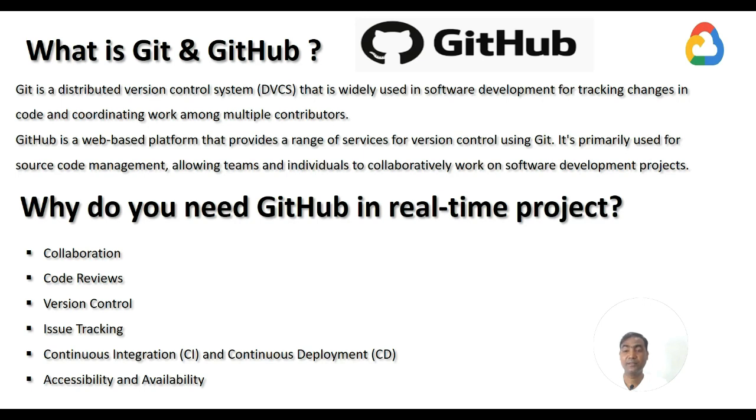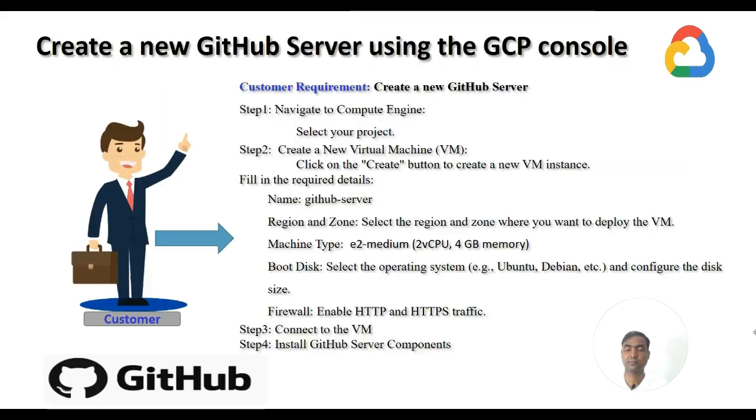Accessibility and availability. GitHub provides a centralized platform where team members can access the code base from anywhere with an internet connection. This makes it easy to collaborate across different locations or time zones.